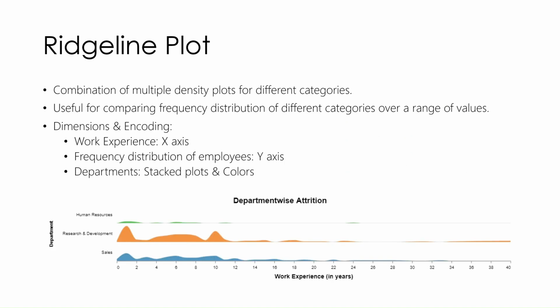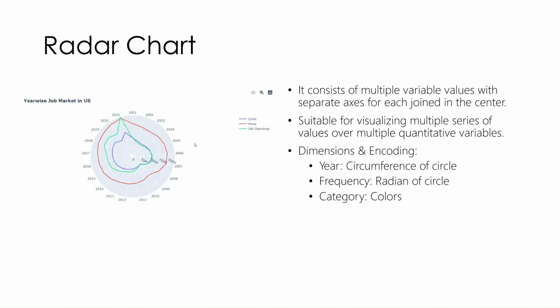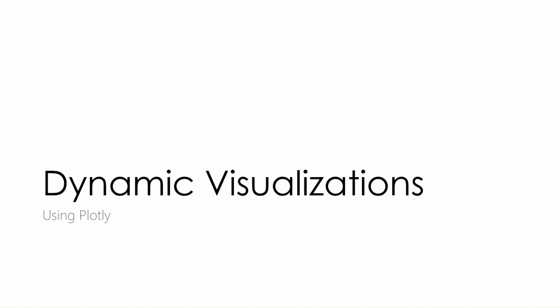Next is the ridgeline plot, which is a simple density plot stacked above each other to compare various categories. The radar chart is being used to display a time series of different categories where we can compare the three categories and the values. It does consider the time in years, the frequencies being represented by the lines, which move along the axis. The category is then represented by the colors.